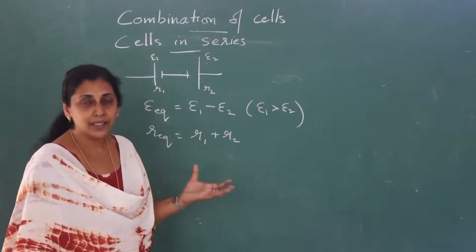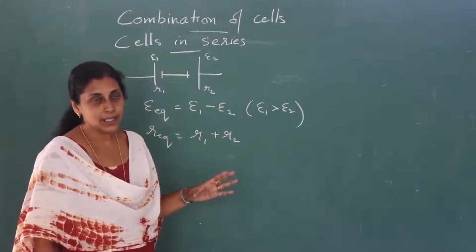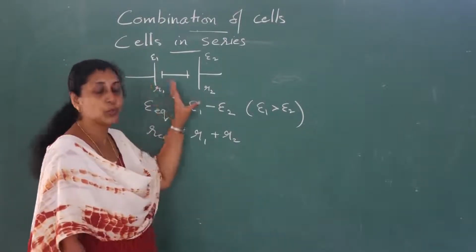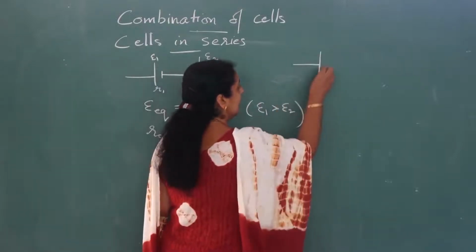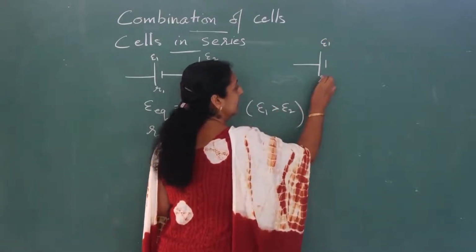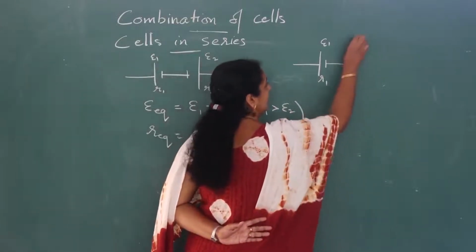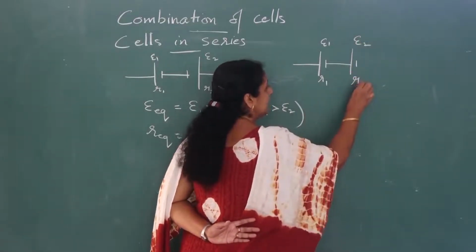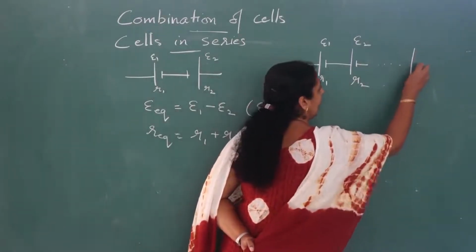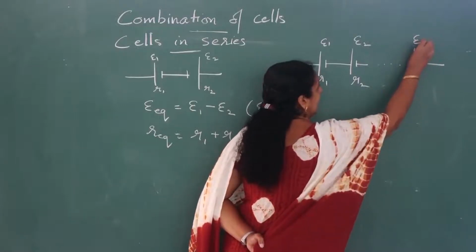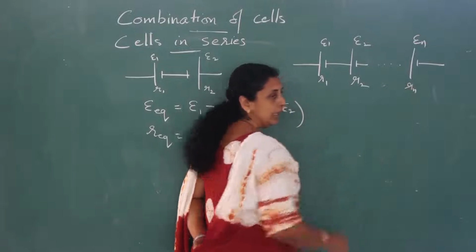Now, if we extend this result to n number of cells being combined together in series, here we have considered only two cells. N number of cells being combined in series, that is, a cell of EMF E1, internal resistance R1, next another cell of EMF E2, internal resistance R2, and so on. We have a combination of n number of cells, the last cell having an EMF of En and an internal resistance of Rn.